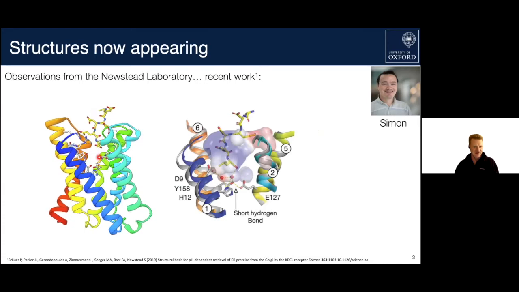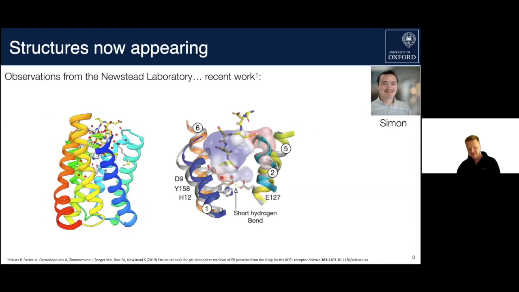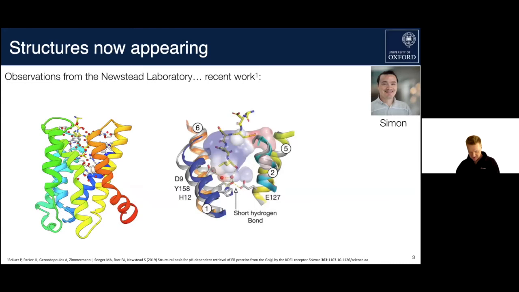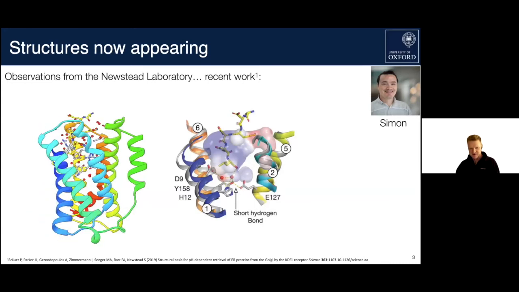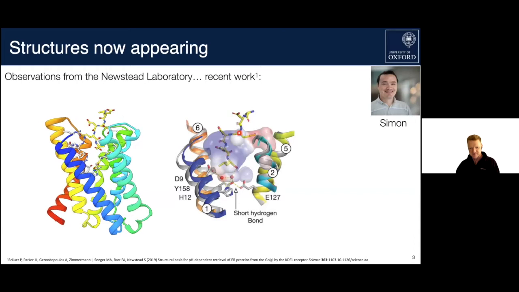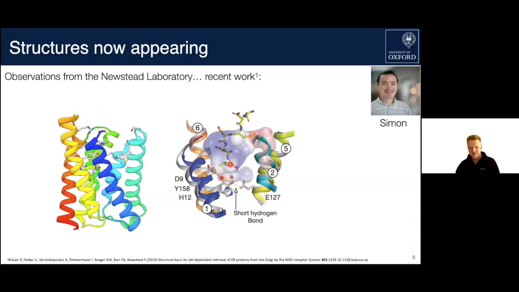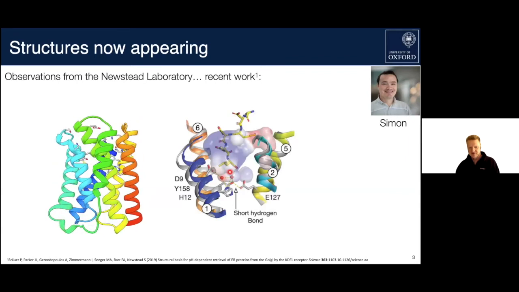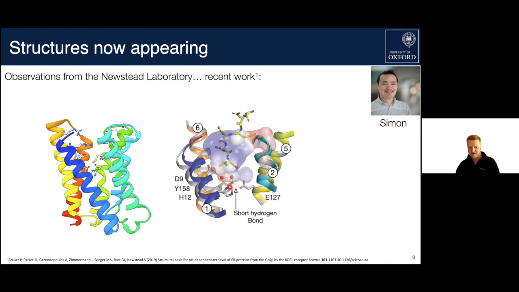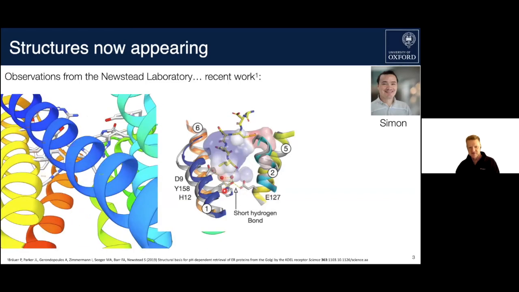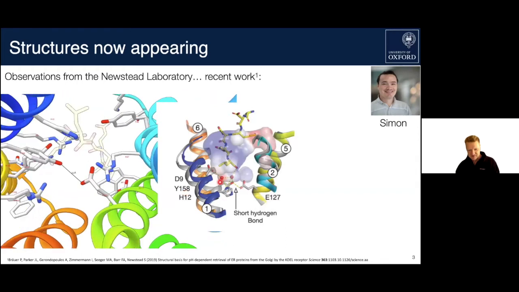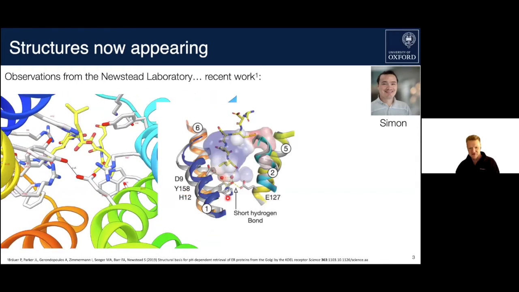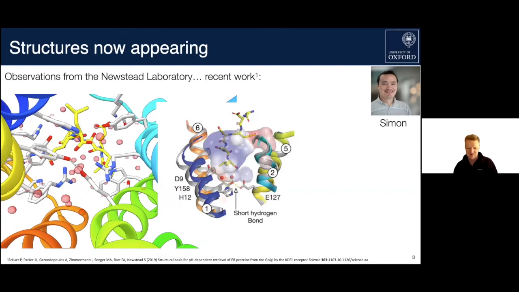This is a morph happening on the left, showing the overall conformational changes. The one thing that was very interesting for us was this identification at the bottom of the binding site. This is the KDEL binding peptide, the tag of the resident protein, just a peptide in the crystal structure here. At the bottom of the binding pocket, there's a very short hydrogen bond between this E127 and this tyrosine 158. Also nearby is a histidine, H12, which we suspect might have something to do with how it senses pH.